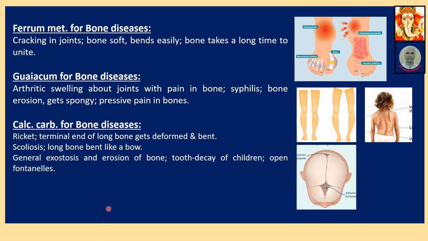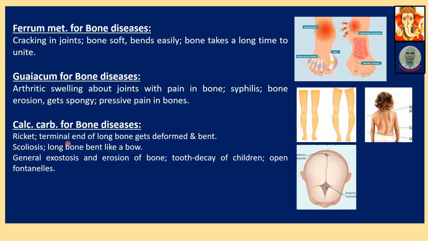Remedies for bone diseases. Fluoricum acidum: cracking in joints, bone soft, bends easily, bone takes a long time to unite. Guaiacum for bone diseases: arthritic swelling about joints with pain in bones. Syphilinum: bone erosion, bones get spongy, pressive pain in bones.